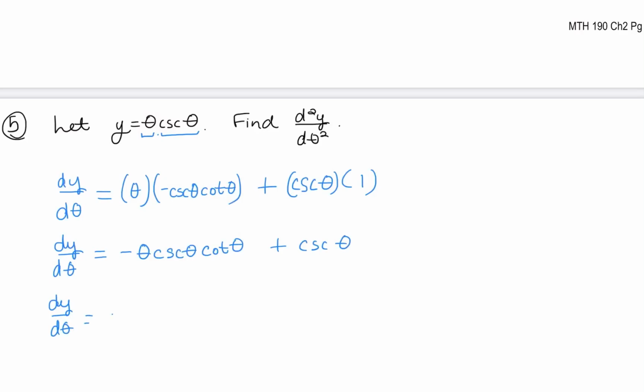The only common factor we can factor out here is cosecant of theta. And then in parentheses, from the second term, I like to put the positive term first, so I would have 1. And then in the first term, I would have minus theta cotangent of theta. Now, it looks like I am still going to end up with a product rule within a product rule, but I just think that this structure is going to be a little bit easier to work with on this one.